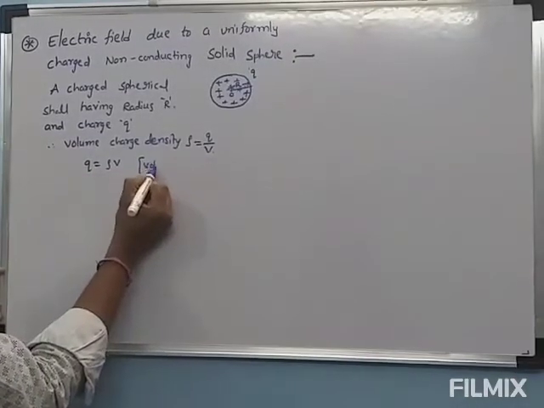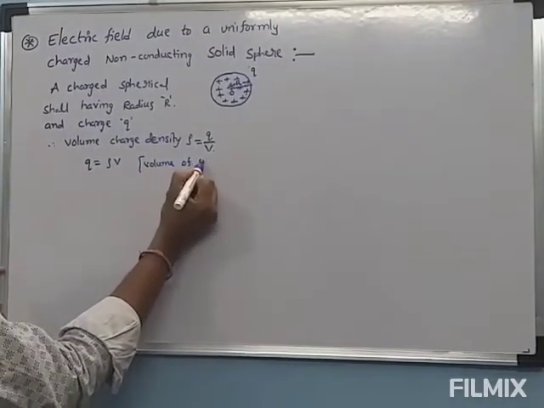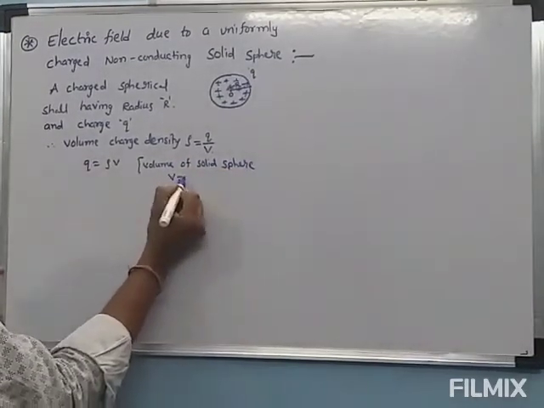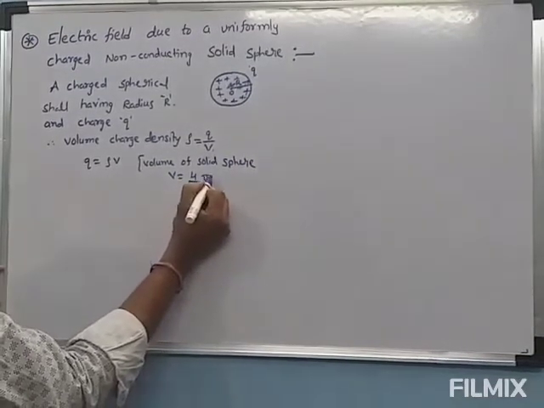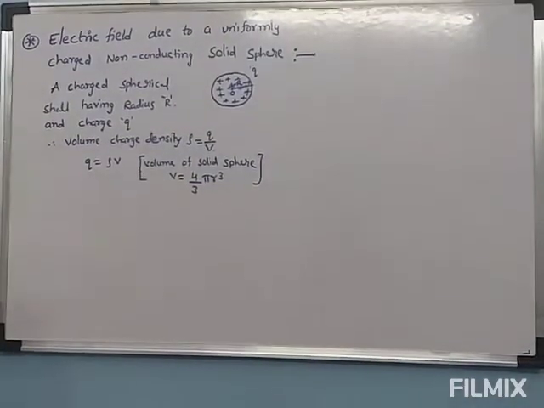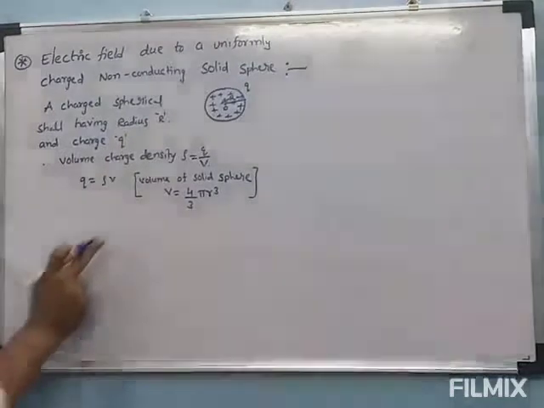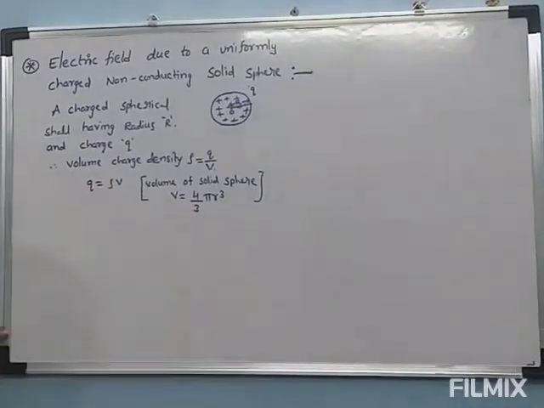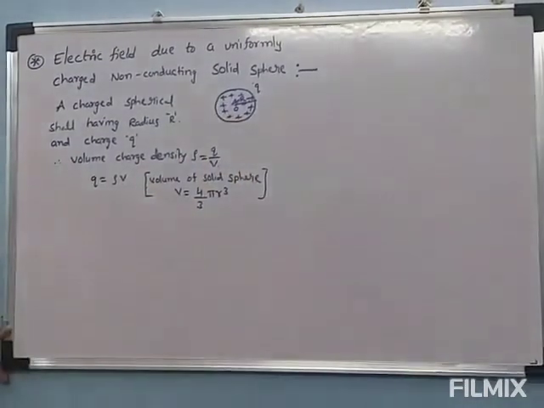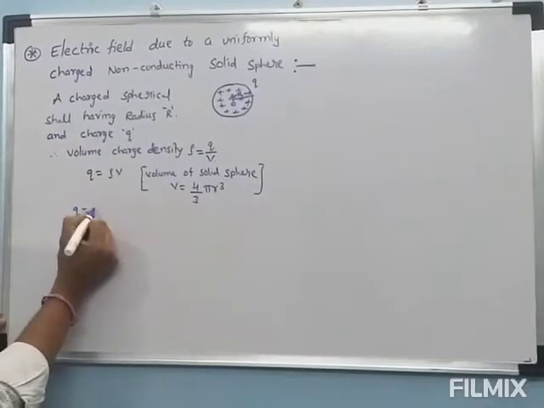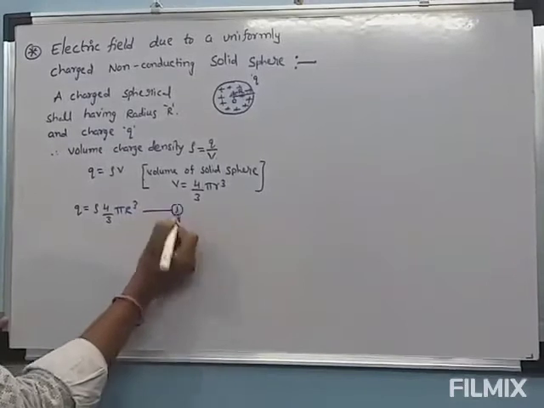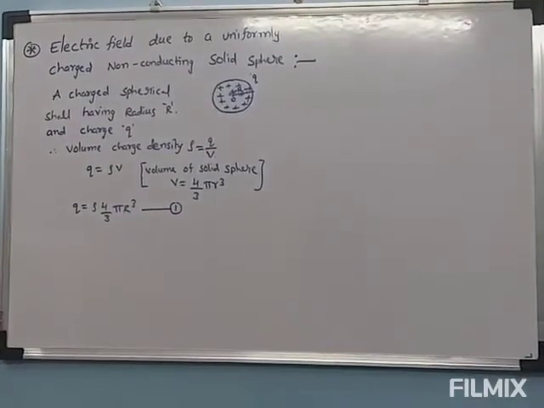The volume of a solid sphere: what is the formula? V is equal to 4 by 3 pi R cube. This is the formula for the volume of a solid sphere. Here it is the small r, but the radius here is capital R. Then we can write Q is equal to rho into 4 by 3 pi R cube. This is considered equation number 1.